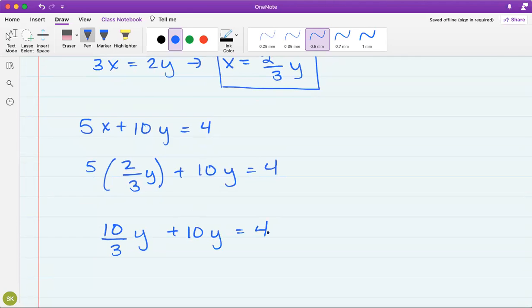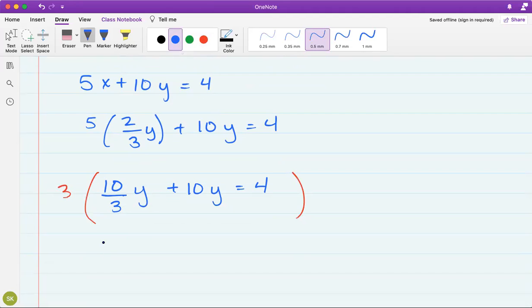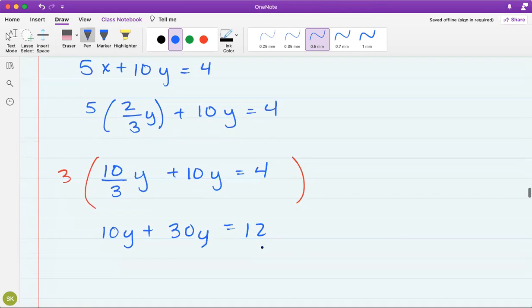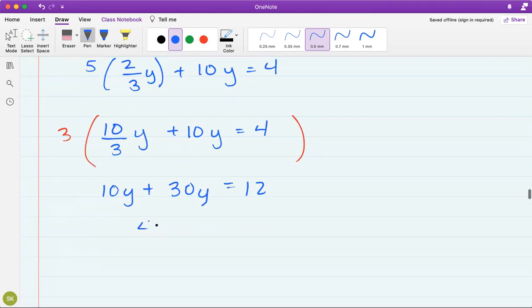Now, I don't like fractions. You probably don't either. So a way to get rid of them and not worry about them until the end of the problem is if we multiply by this number down here. I'm going to multiply this whole equation by the number 3. So I'll get 10y plus 30y, because I have to distribute it, is equal to 12. And now I've gotten rid of that fraction until the end. So I get 40y is equal to 12.